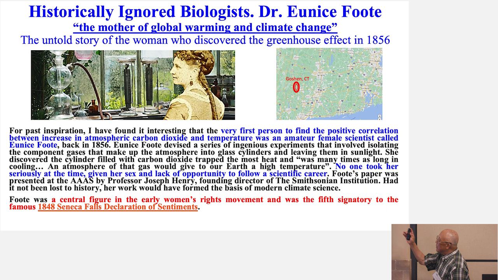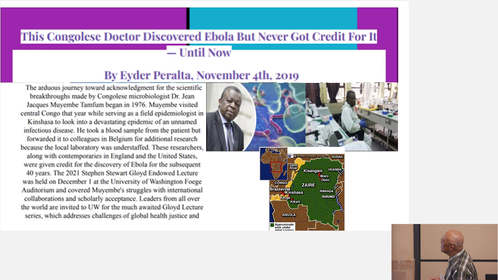And if we had listened to her back in the 1850s, just think about how different things could be now. And she's also an activist for women's rights. And many of the scientists are also activists for women's rights. And of course, here is the first person from Congo. He is a doctor. He identified the Ebola virus, but he has never been recognized until just recently.